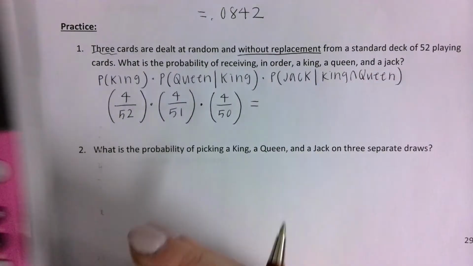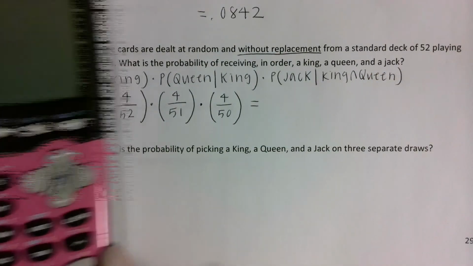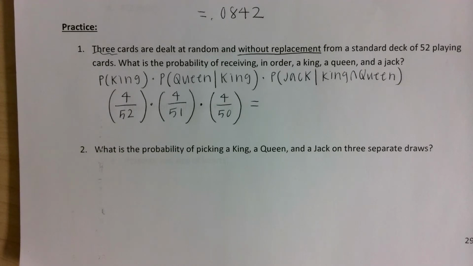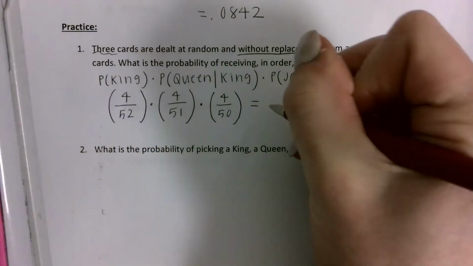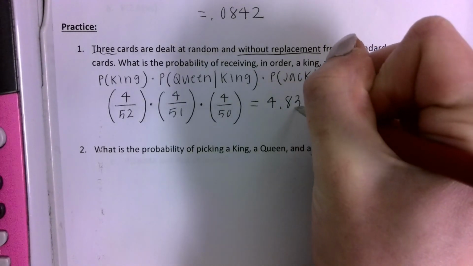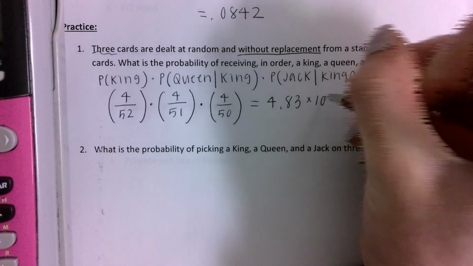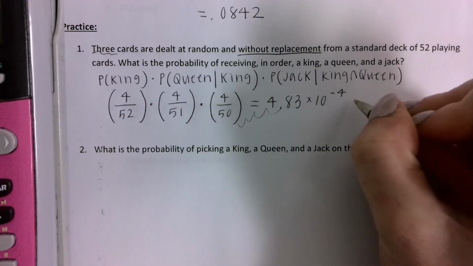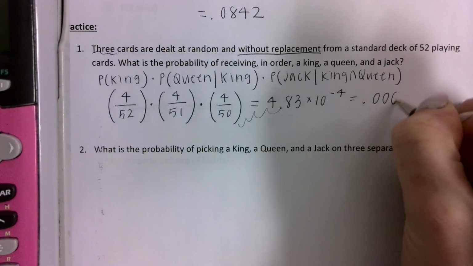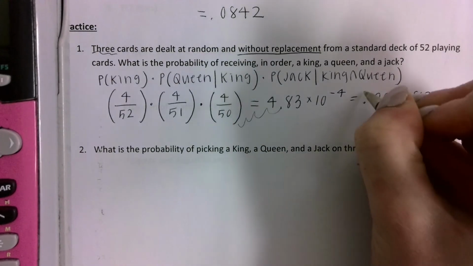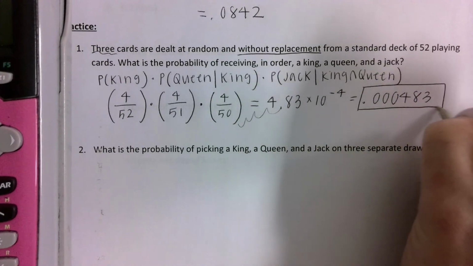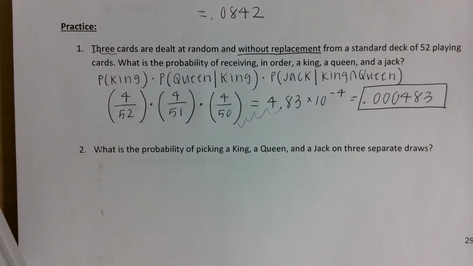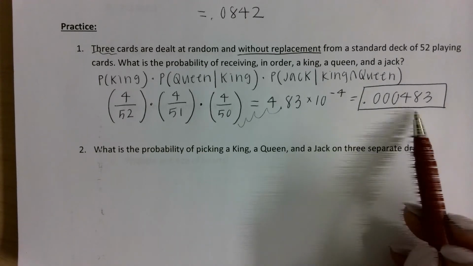We're going to go ahead and type this into our calculator. And we get 4.83 E negative 4, so 10 to the negative 4th, which means I'm moving that decimal 4 spots to the left, so it becomes 0.000483. This is a very specific example. We're looking for a king, queen, and then a jack, so it's very, very rare that that would happen.